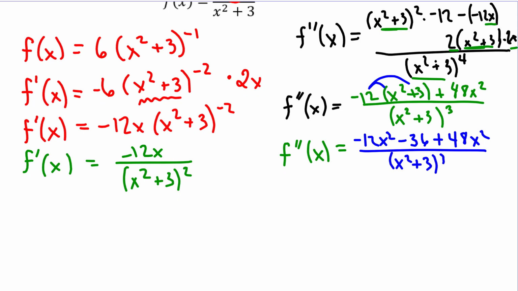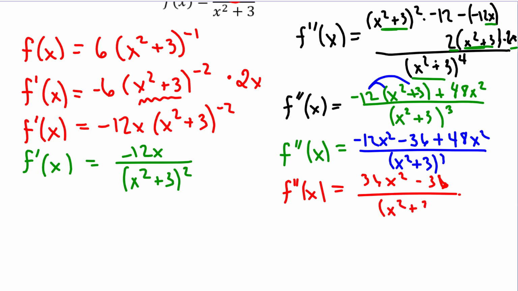Okay, so simplifying just one more little bit, I have f double prime of x equals 36x squared minus 36 all over x squared plus 3 cubed. So this is similar to using the first derivative. We're going to figure out where f double prime of x is equal to 0 and where it's undefined.